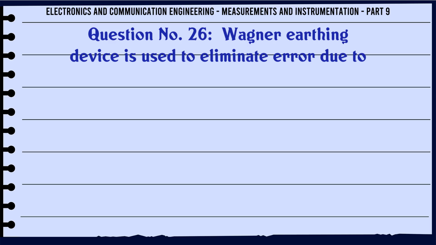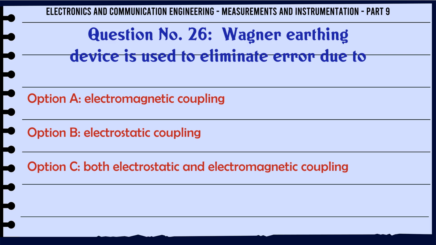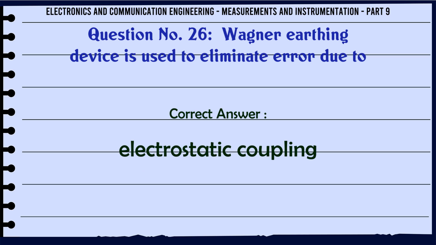Wagner earthing device is used to eliminate error due to A. Electromagnetic coupling, B. Electrostatic coupling, C. Both electrostatic and electromagnetic coupling, D. Either A or B. The correct answer is electrostatic coupling.